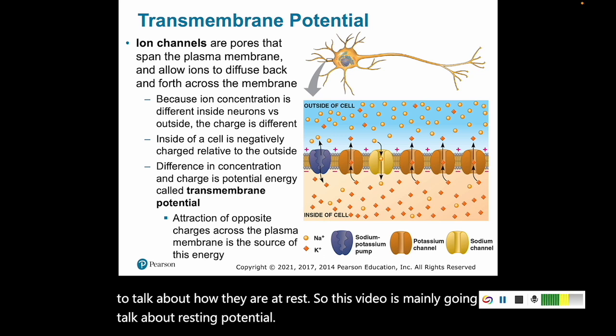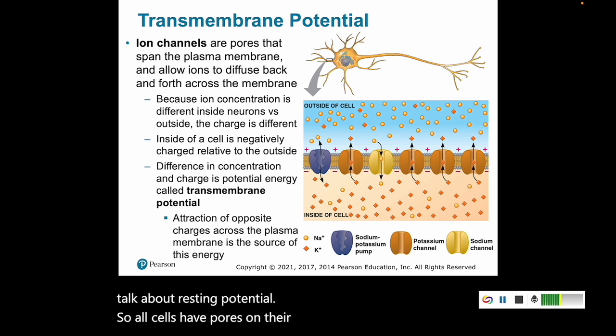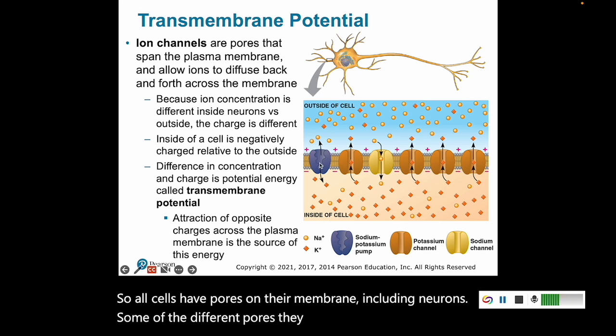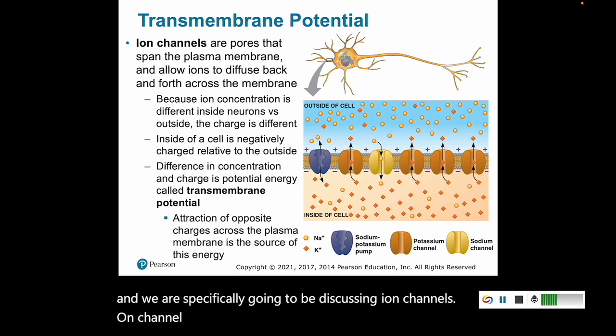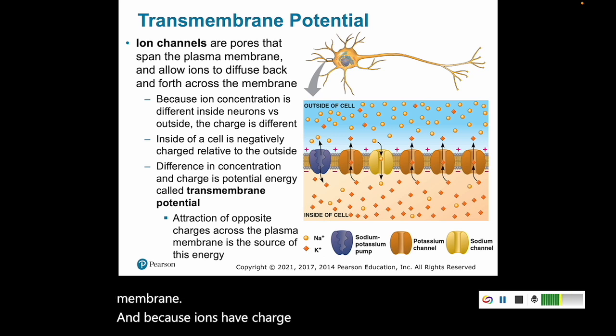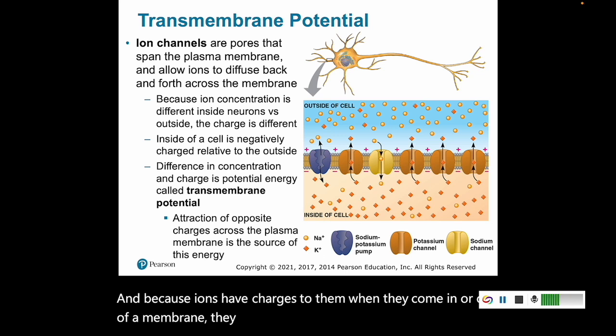So, all cells have pores on their membrane, including neurons. Some of the different pores they have are shown in this image, and we are specifically going to be discussing ion channels. Ion channels are pores that allow ions to go in and out of the membrane. And because ions have charges to them, when they come in or out of a membrane, they affect the relative charge of the membrane inside and outside of the cell.